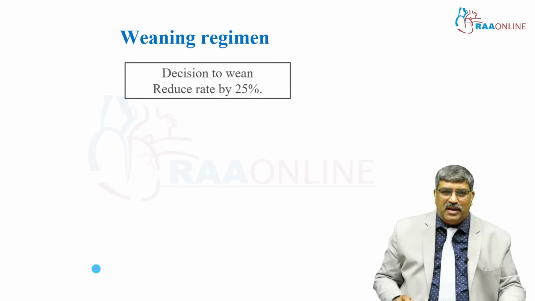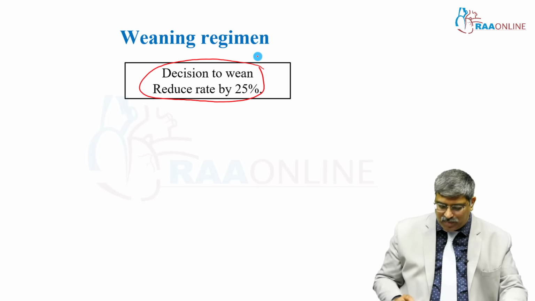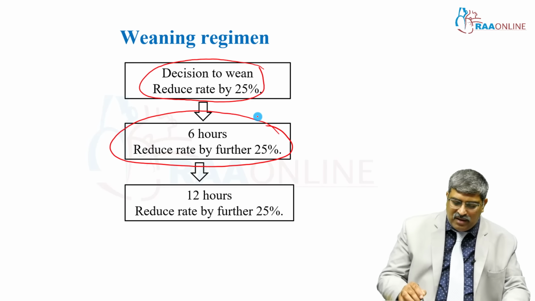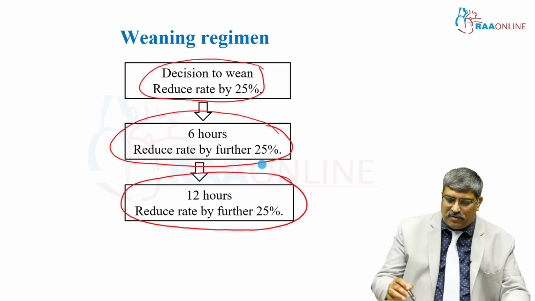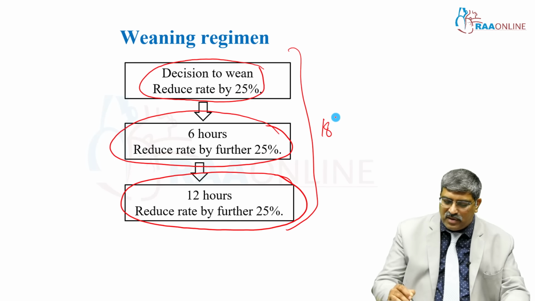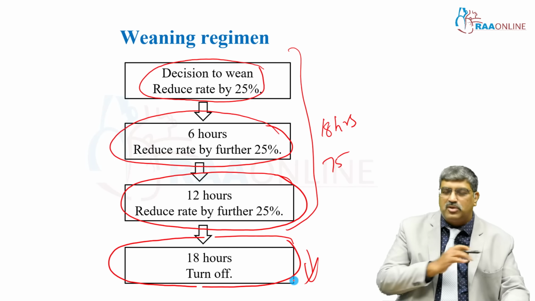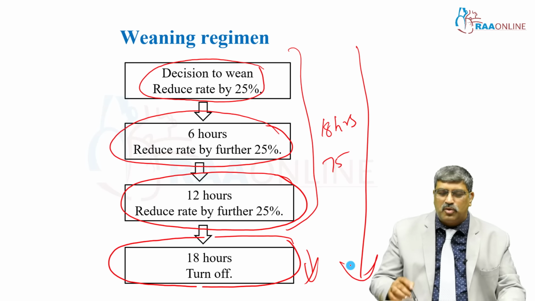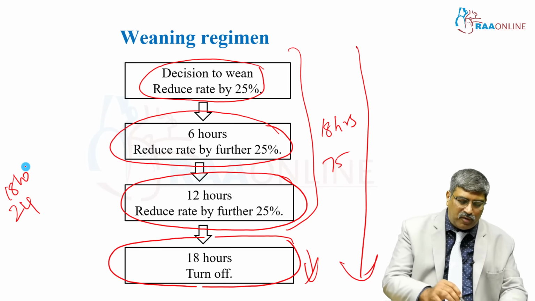The usual weaning is, first you have decided to wean the dexmedetomidine, reduce the rate by 25%. After 6 hours, another 25%. Then after another 12 hours you reduce by 75%. So, by 18 hours, you reduce by 75%, followed at the end of 18 hours by switching off the dexmedetomidine. So, overall, the weaning of dexmedetomidine should be done over a period of 18 to 24 hours.